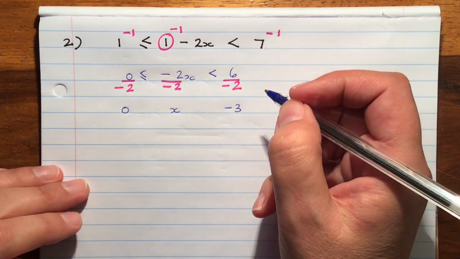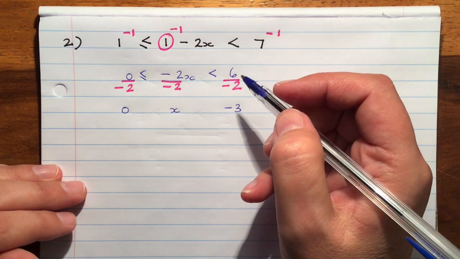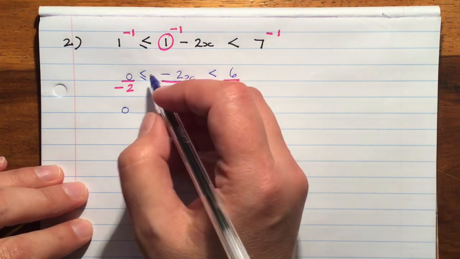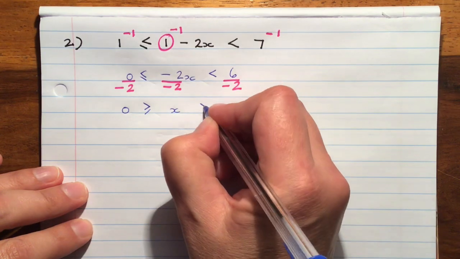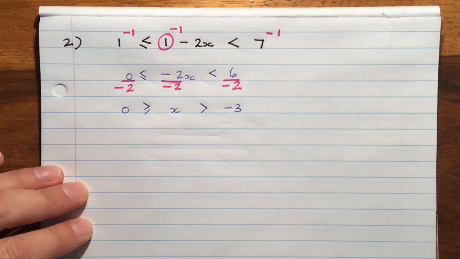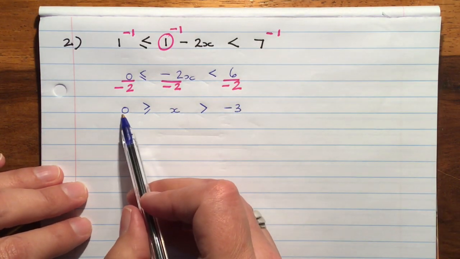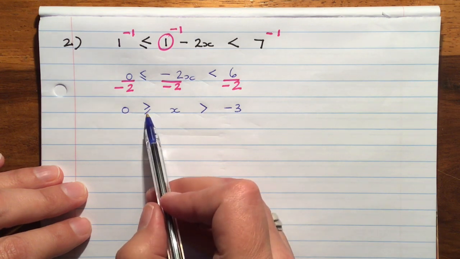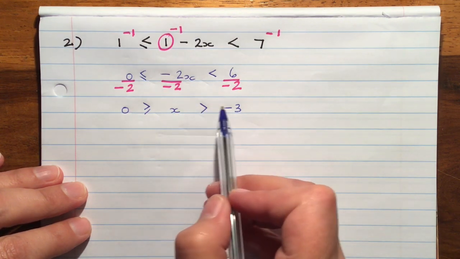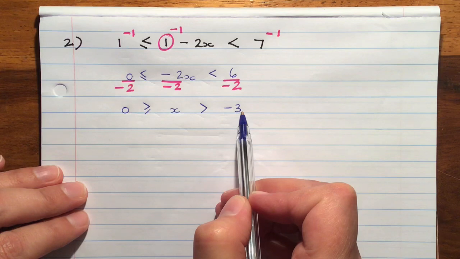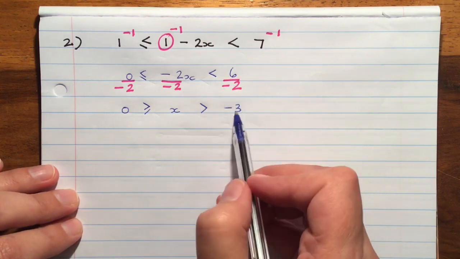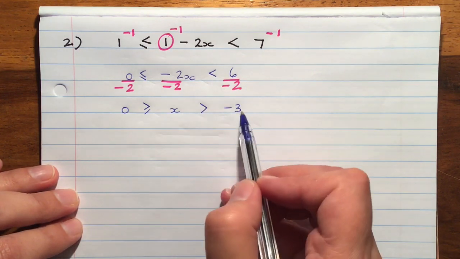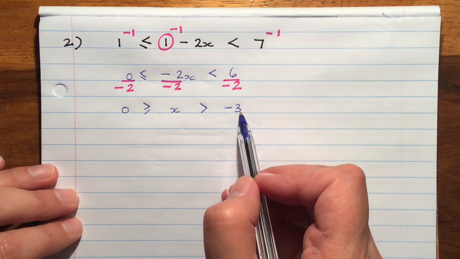We have to be careful because we divided by a negative number. We have to change around our inequality signs. So now we're left with a statement that says 0 is bigger than or equal to x, which is bigger than negative 3. All right, so if we want to, we can swap this around so that the negative 3 comes first because it is, after all, the smaller number.